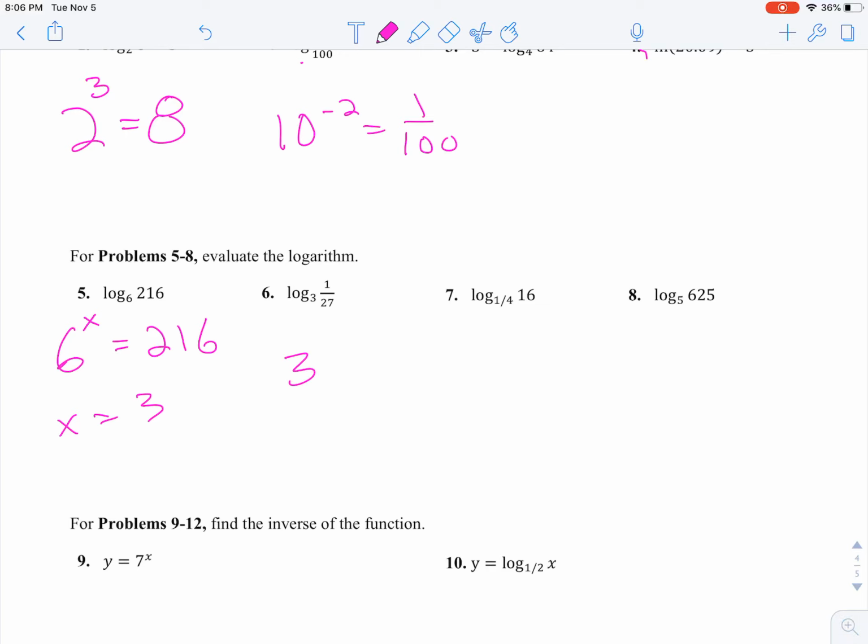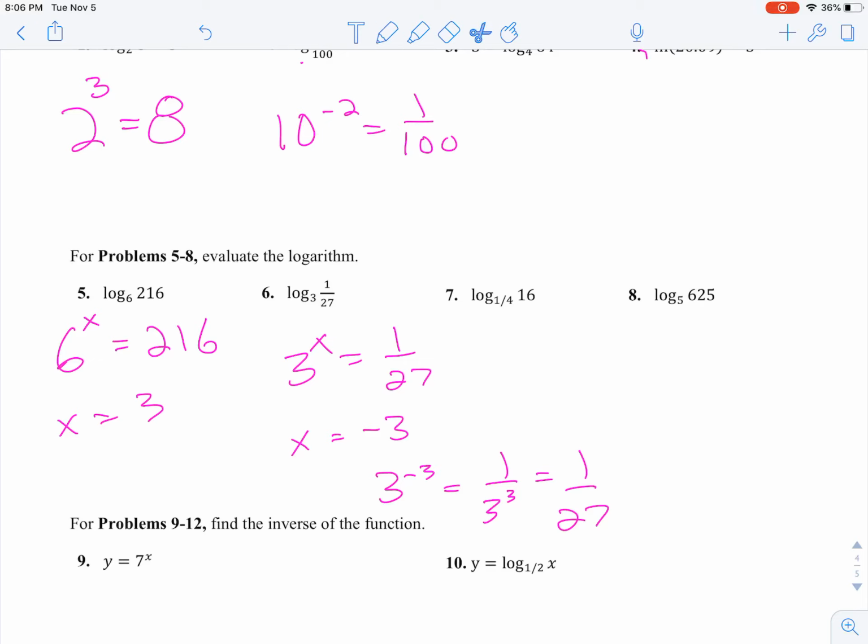This one is 3 to what power is 1 over 27. And that would be 3 to the negative third, because 3 to the negative third is this, which is this.